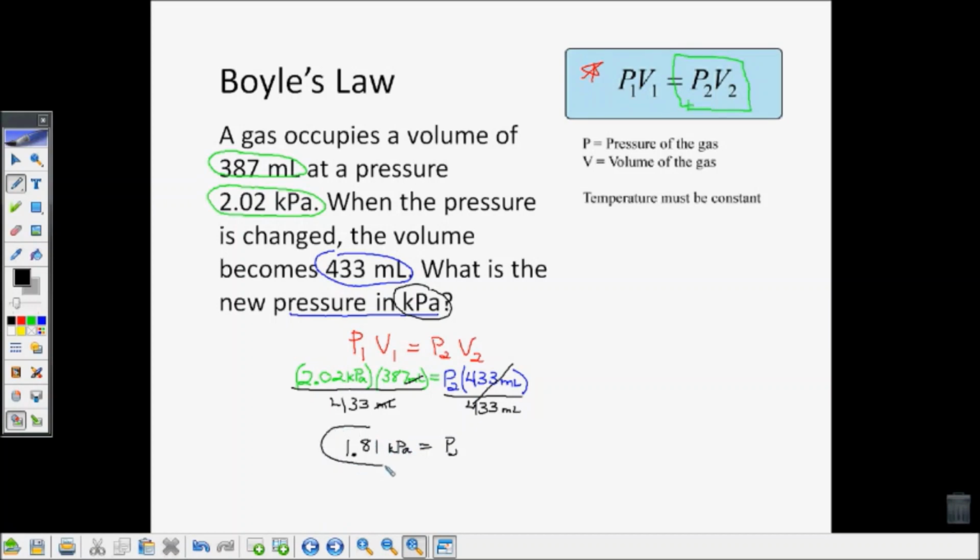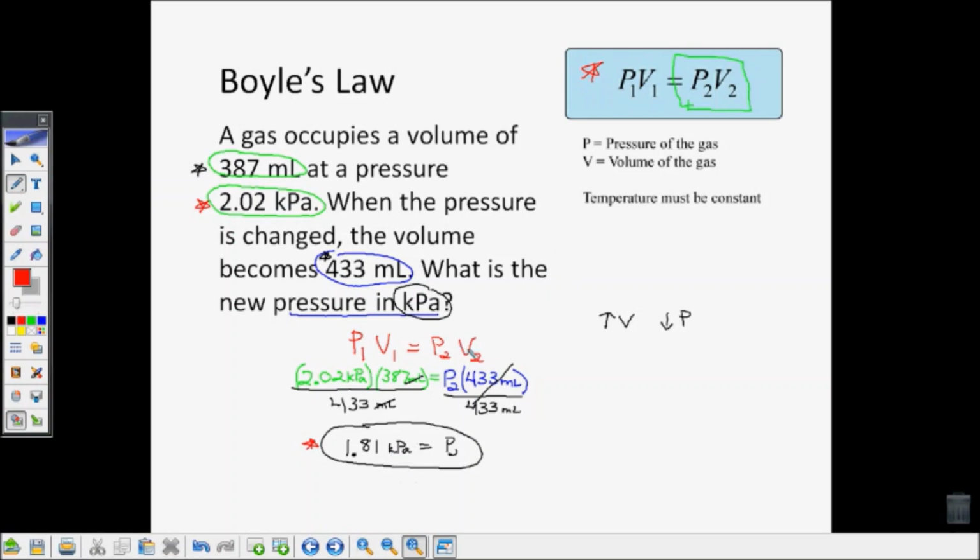It's always good to ask yourself if your answer makes sense. So here, notice how the volume increased. It went from 387 to 433. So if the volume went up, we would predict that the pressure would go down because it's an inverse relationship. They do the opposite. Did that occur? Well, let's double check. The pressure started out being 2.02, and yes, it did decrease. It went down to 1.81 kilopascals.